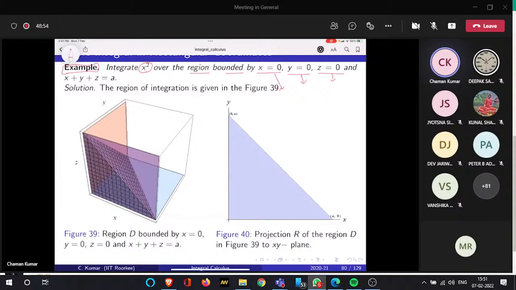These are the surfaces. Now we have another surface. You can see three surfaces here: one on this side, one here, and one at the bottom.